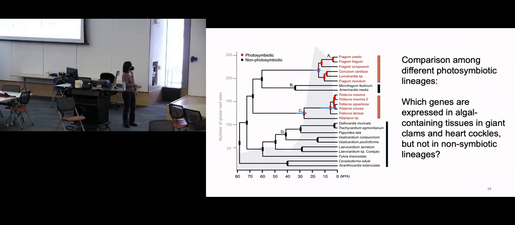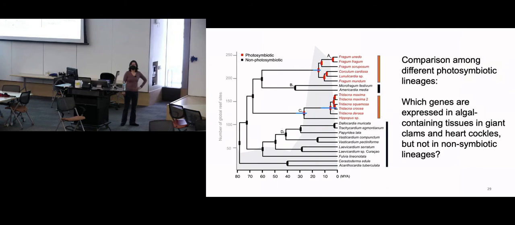So we go back again to our phylogeny, and luckily for us, we have these two independent origins of photosymbiosis, and then we have a group right here that is not photosymbiotic, but sister to the photosymbiotic species. Then we have this entire group here in the same family, call them outgroup or something, they're not photosymbiotic, right? So we have two groups here that are not symbiotic and two groups that are symbiotic. So my initial thought is, okay, let's look at what genes are actually expressed and shared among these two independent origins, but are not found in any of these non-symbiotic species.